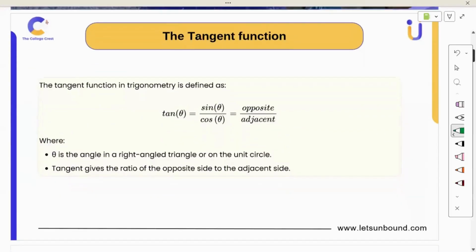So what is the tangent function? We know the tangent ratio in a right triangle. We define it like this: tan theta is opposite over adjacent, or else we can write sine over cos, where theta is an angle in the right triangle or on the unit circle. So tangent gives the ratio of opposite to adjacent. It doesn't depend on the hypotenuse. And in many real world problems, this tan is what we will be using, as we are aiming to find the hypotenuse.